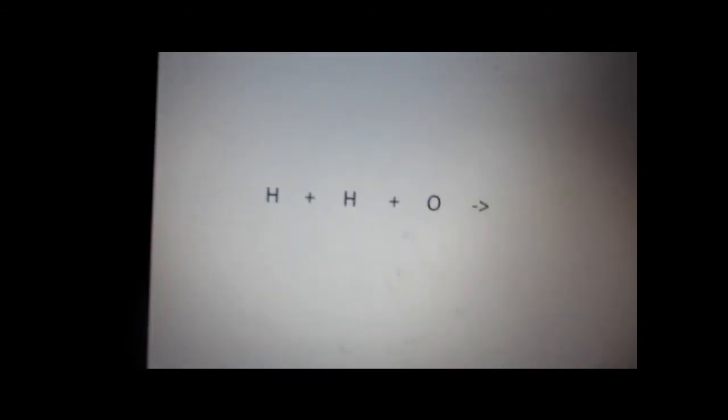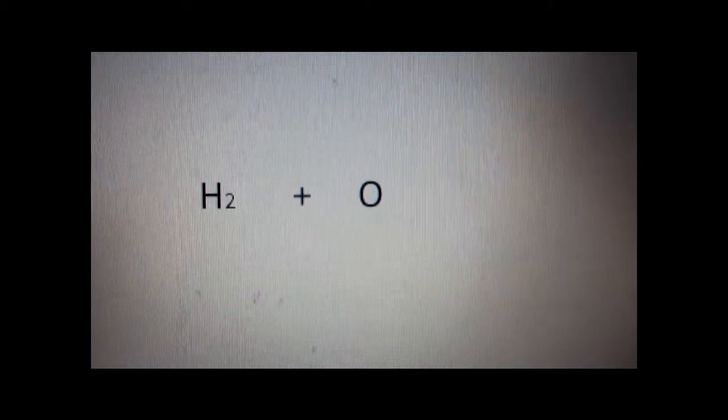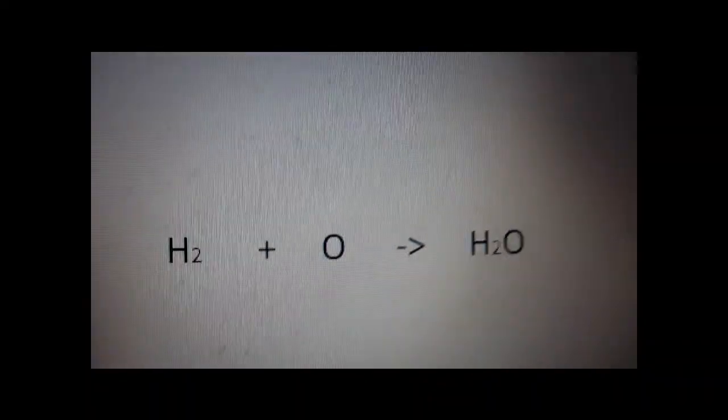Here's an example. Let's just go with something easy like water. Hydrogen plus oxygen produces water, or H2 plus O2 produces H2O. Now, this is just a basic chemical equation. There's much more difficult ones, and there's also ones that you need to balance, like this one.